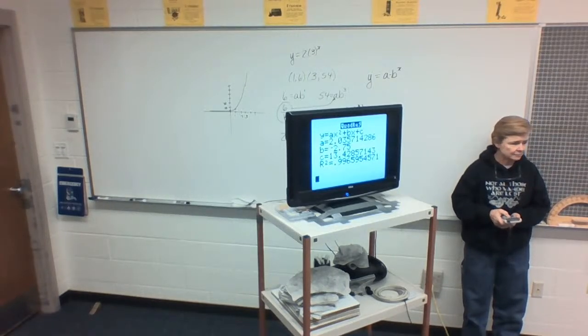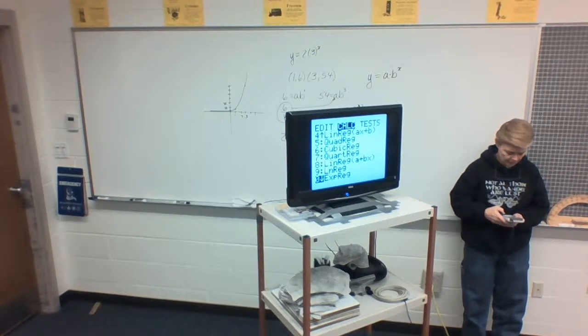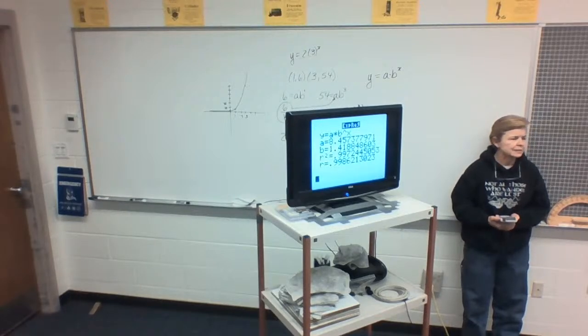Now go back to stat, over to calc, and clear down to exponential regression. Because that's what they told us to fit it to, right? Well, I want to see how good a fit that is. Let's do an exponential regression. Hit enter. List 1, list 2. Store it in Y1, vars, Y vars, function, Y1, and calculate. This one has an ever so slightly better fit. 0.998. Only slightly better, but still better.